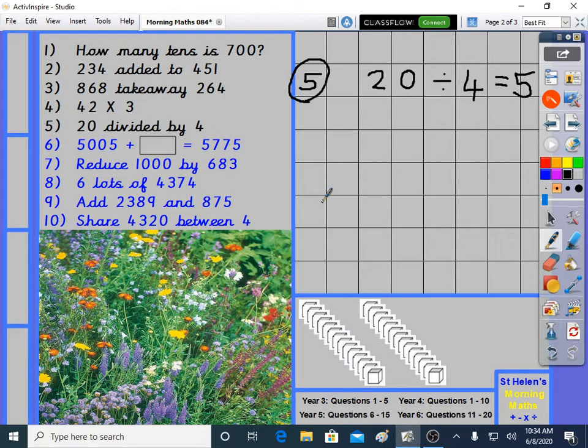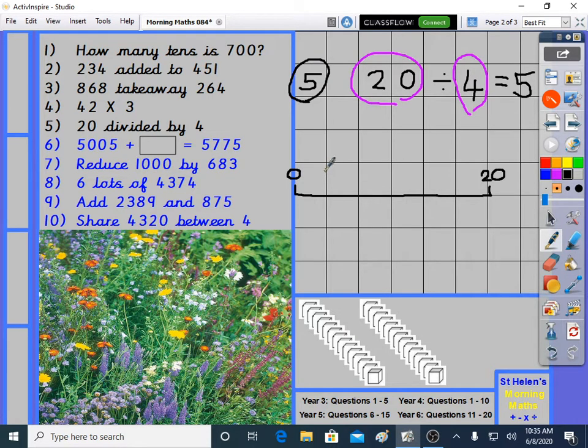Now you can also do a written version of that in the form of a number line. So if you get a number line, you start on 0 and you're going to go up to 20. You're going to see how many 4s, because 4 is there in the question, isn't it? How many 4s fit into 20? Because that's what division is. That's what dividing by 4 is. How many 4s fit into this number? And so you can do little jumps to go up in 4s.